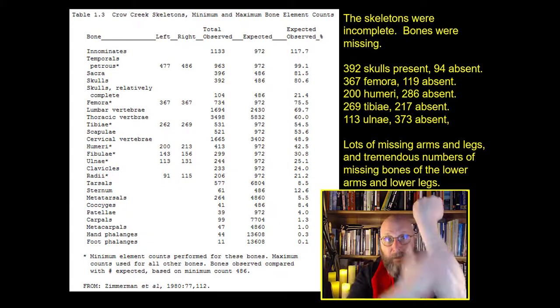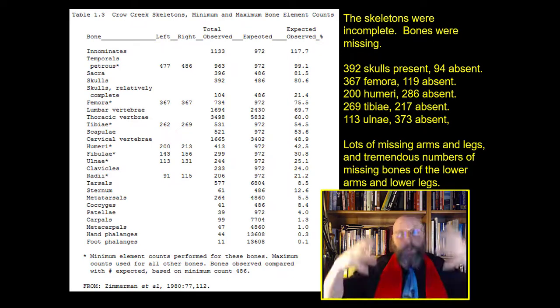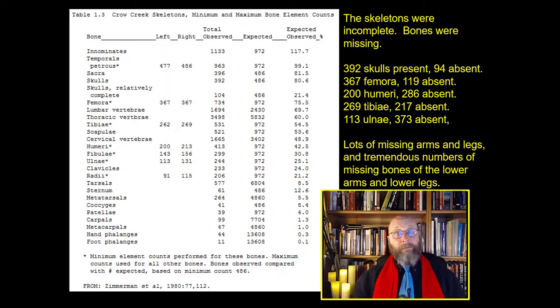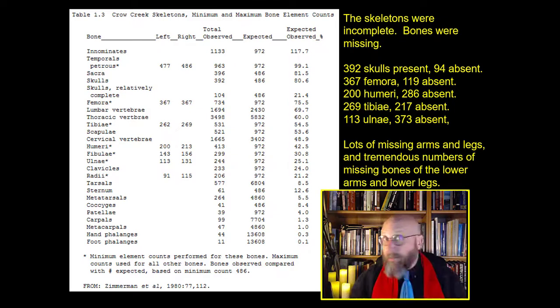The same thing with the ulna, one of the bones of the lower arm. 113 of them were documented. 373 of them were absent. In other words, there were large numbers of missing arms and legs. And even more particularly interesting were hands and feet. Almost all of the hands and feet were missing from the mass grave.